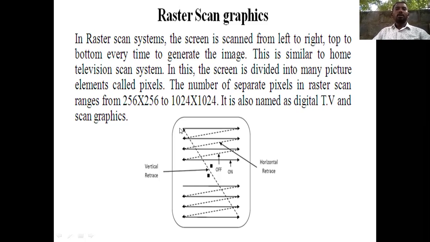So we have display devices. In display devices, we can see LED and LCD. Those are pixel based, and the pixel quality matters. That is the best example for the raster scan system.